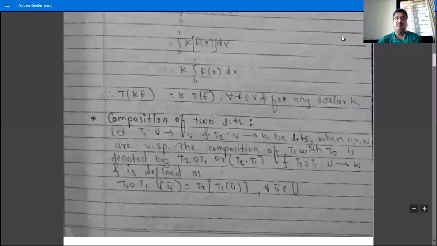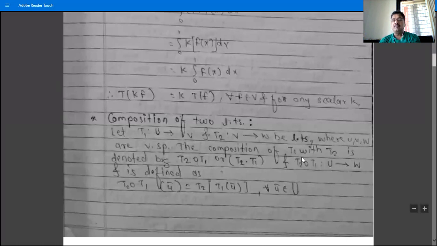Next topic is composition of two linear transformations. This is also called linear transformation composition or multiplication. In other words, we say the multiplication of two linear transformations. Let T1 be from U to V and T2 from V to W be two linear transformations, where capital U, capital V, and capital W are vector spaces, obviously.